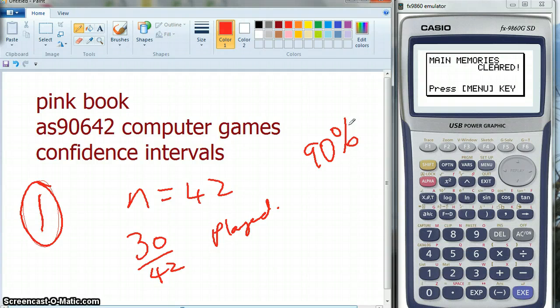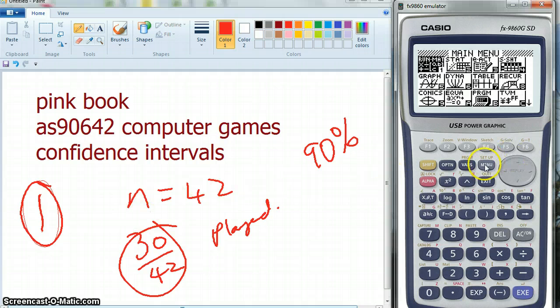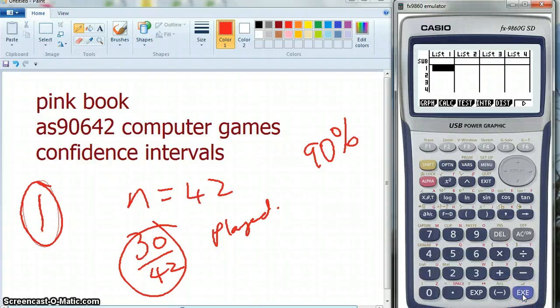for the proportion. Now, as soon as I've seen the word proportion, I know that I'm going to be dealing with proportions. And I also have this success: the chance of success was 30 out of 42 of all Year 10 students who play computer games every day. So we go to our stats. Yep, confidence intervals. The Z, and which one do I push?